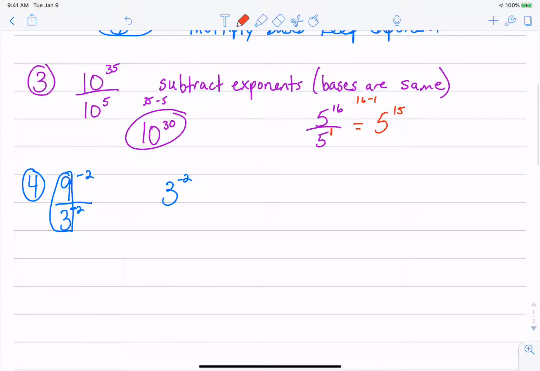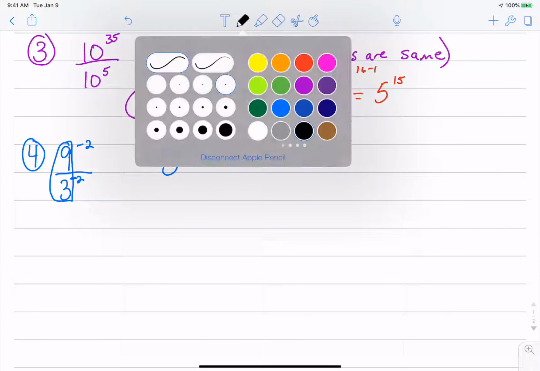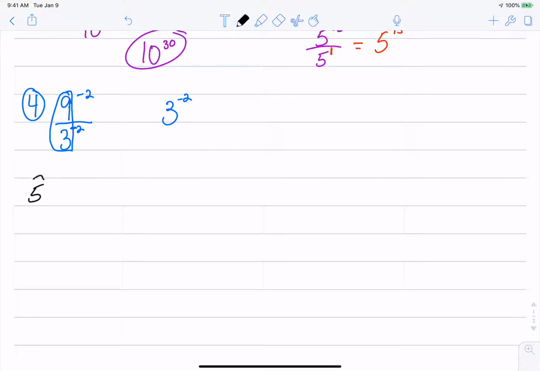All right, another thing we're going to need to know is the power to power rule. So let's say we have 5 to the 2nd power inside parentheses with a 3 on the outside. So power to power, this is when we would multiply our exponents. So this would be equivalent to 5, 2 times 3 is 6. So that's another rule.